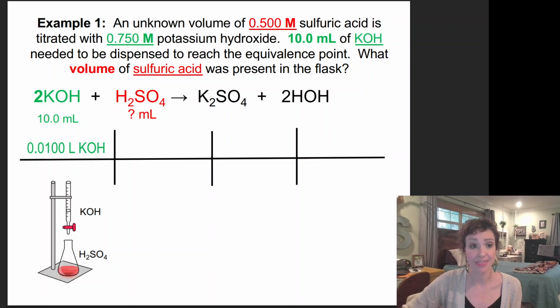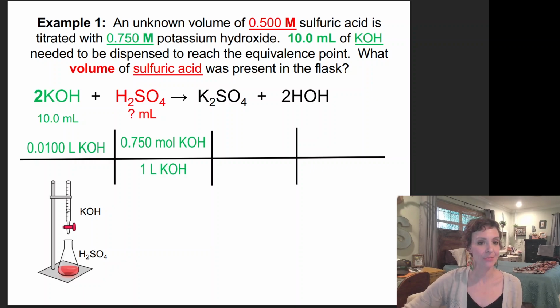I'm going to first make that volume of potassium hydroxide liters, right? To make it liters, you bump the decimal place back 3 times or you divide it by 1,000. So I actually have 0.010 liters of potassium hydroxide. And then I grab that molarity. That molarity means that there are 0.750 moles per liter. So I can make this statement: there are 0.75 moles per 1 liter as a conversion factor, which will then allow me to cancel off liters on top and on bottom of potassium hydroxide.